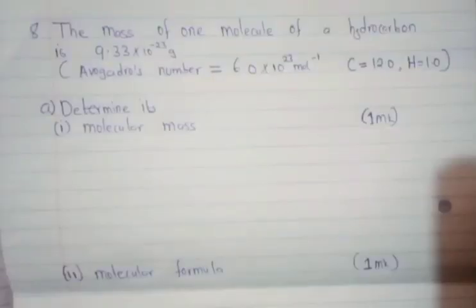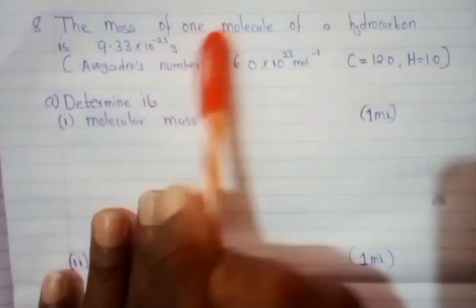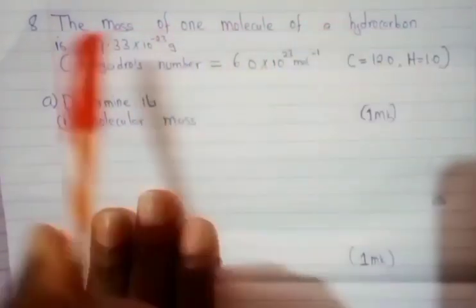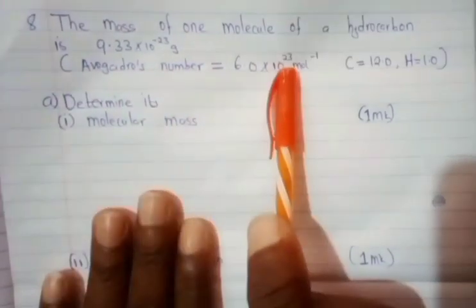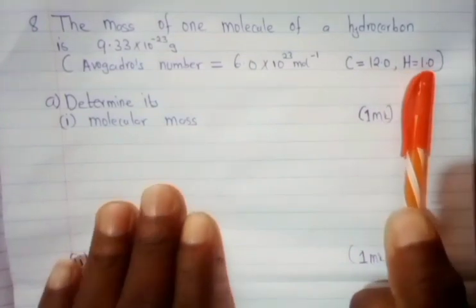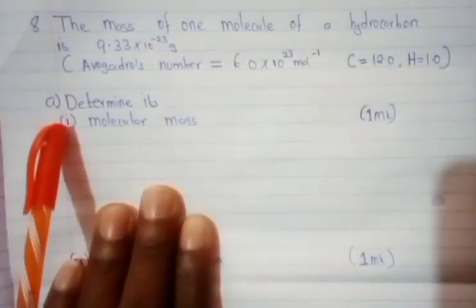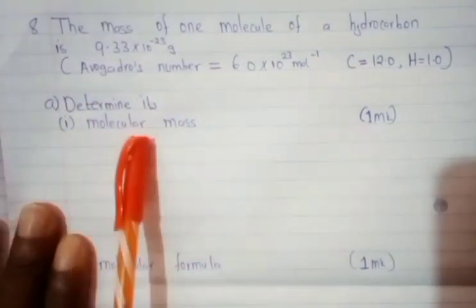So the next question on organic chemistry was question number 8. The question reads, the mass of one molecule of a hydrocarbon is this one here. Now we are given the Avogadro's number. We use this one. We are told carbon is 12 and hydrogen is 1.0. So question 8a, determine its Roman 1 molecular mass.